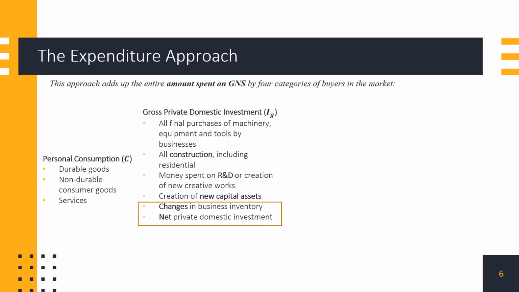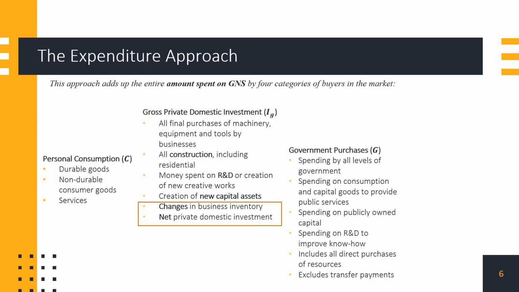Now let's look at the third category of buyer, which is the government. So government also makes purchases. This includes all of the spending done by government at all levels of government, for instance, the federal level, state level, as well as the local government authorities. And it also includes all spending on all consumption and capital goods to provide public services.